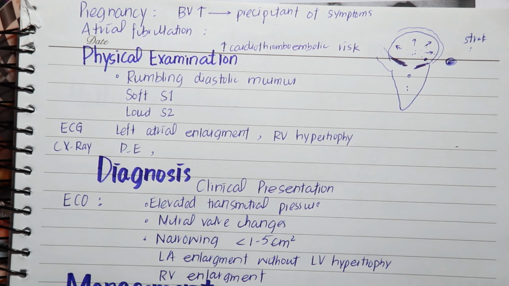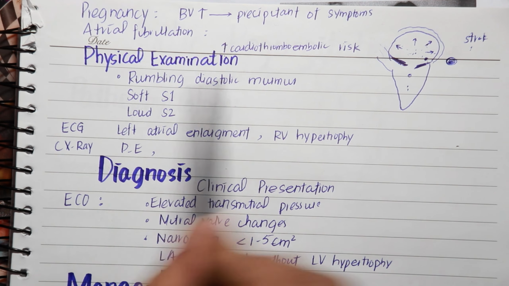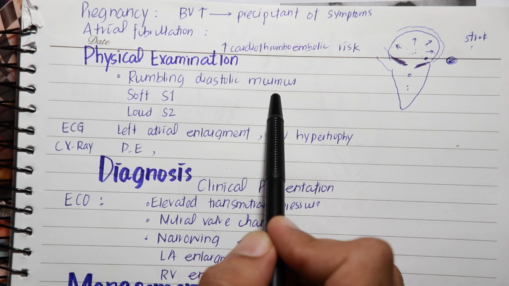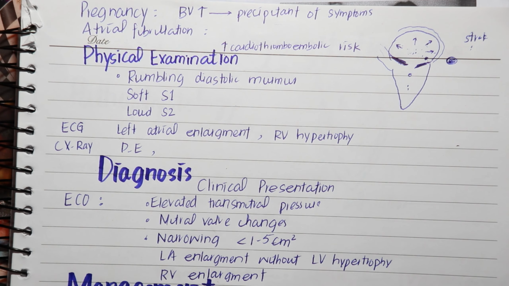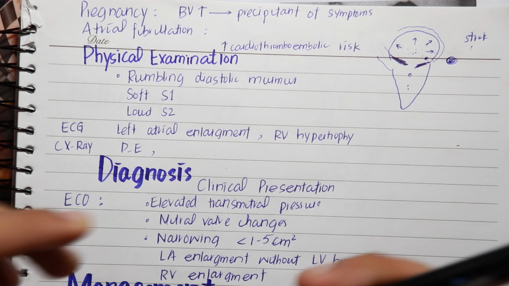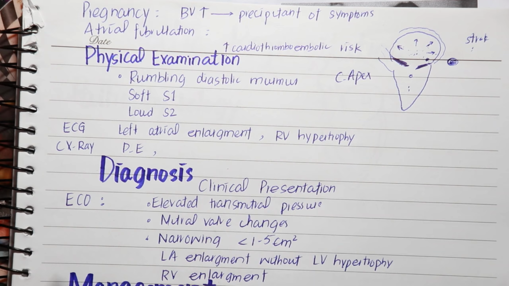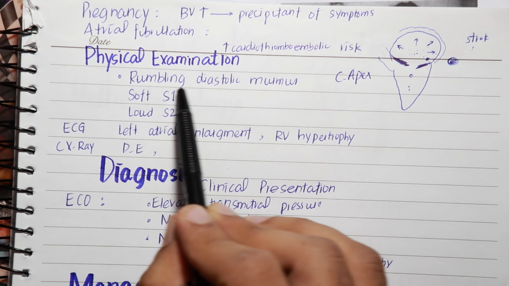Now physical examination. After clinical presentation, how will you diagnose physically? How will you examine the patient? The first is a rumbling diastolic murmur. It means when you put your stethoscope on the cardiac apex. Cardiac apex, remember it. So you will hear a specific murmur during diastole, not during systole, and its nature is rumbling.